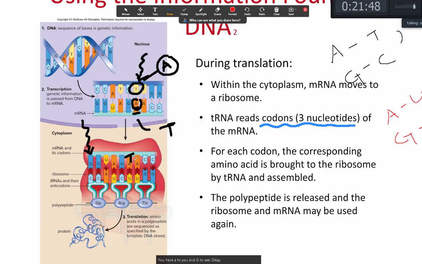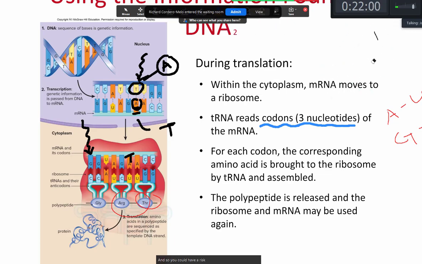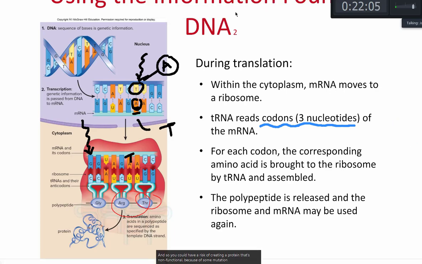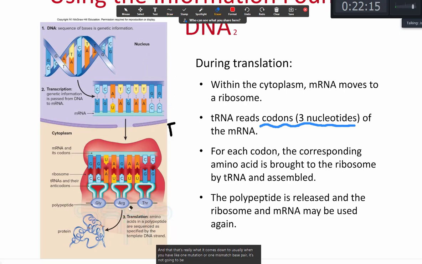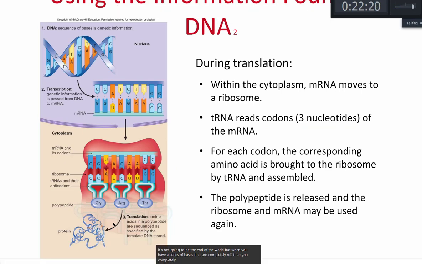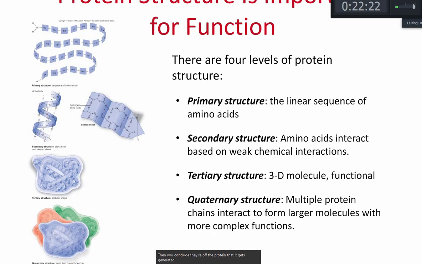Okay? So imagine you mess up this pairing, you mess up the bases, then what amino acid that is going to bring into this protein will be different. And so you could have a risk of creating a protein that's non-functional because of some mutation either at the DNA level or at the RNA level. And that's really what it comes down to. Usually when you have like one mutation or one mismatched base pair, it's not going to be the end of the world. But when you have a series of bases that are completely off, then you completely throw off the protein that gets generated and you nullify the function.